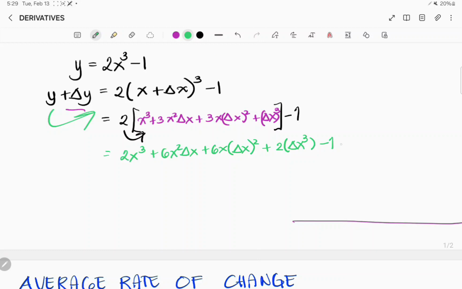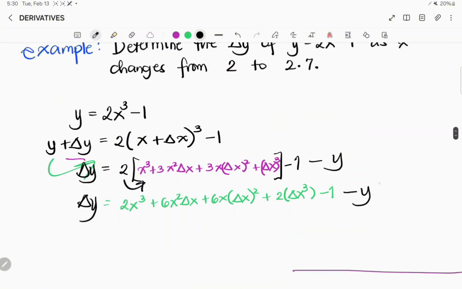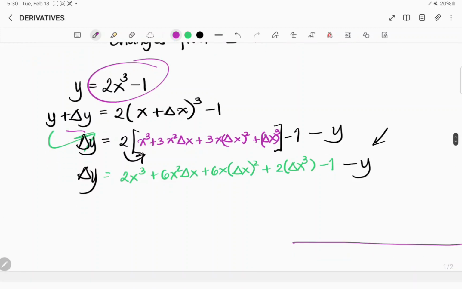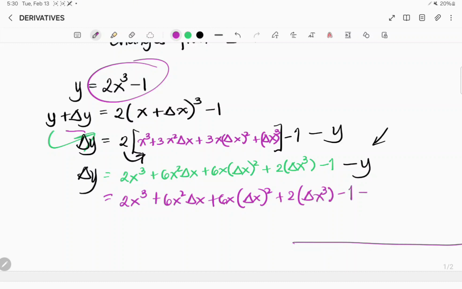It will become minus y. So minus y, this is just change of y. Now we know that y is equal to 2x cubed minus 1. So we have to change that into 2x cubed minus 1. So rewriting it, it will become 2x cubed plus 6x squared change of x plus 6x change of x squared plus 2 change of x cubed, I am just writing it, minus 1 minus 2x cubed minus 1.